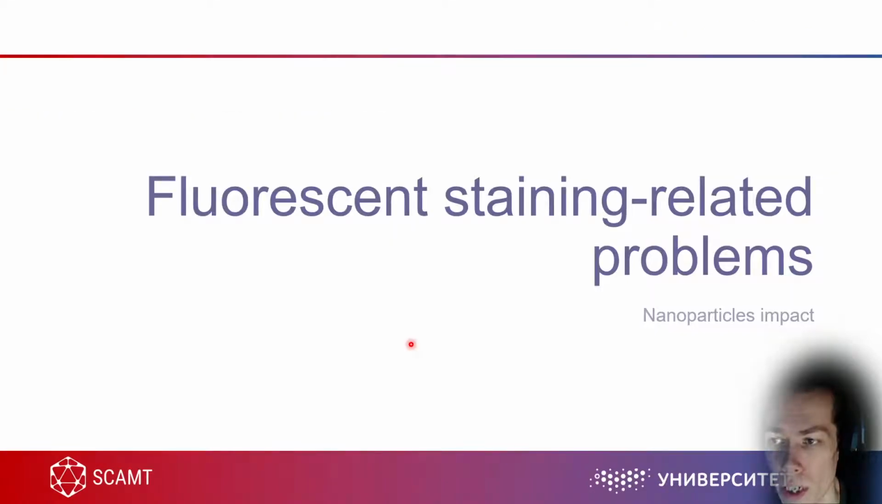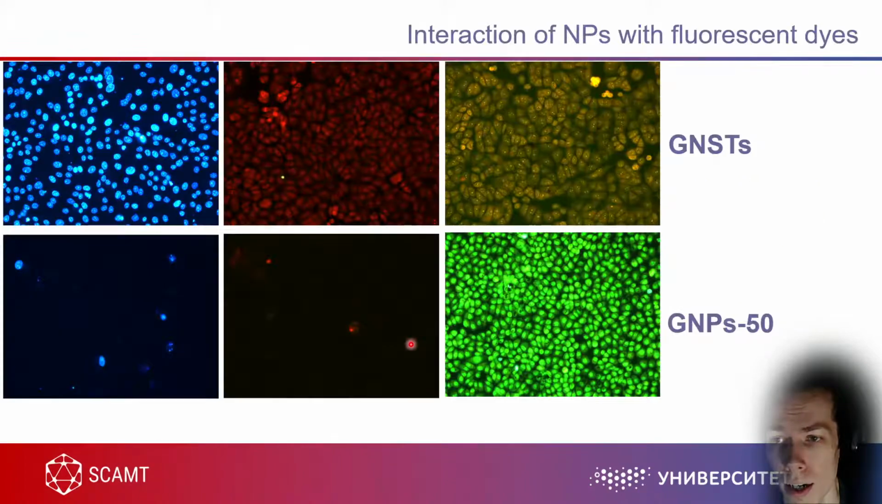So, fluorescent staining related problems. Definitely there can be some problems with fluorescent staining, and the first one, since we're talking about nanoparticles, is problems connected with interactions of fluorescent dyes with nanoparticles. Here are just two examples, but of course there can be a lot of different examples, this is just from my practice. There are two types of nanoparticles: gold nanostars and gold nanospheres, both with a diameter of about 50 nanometers.